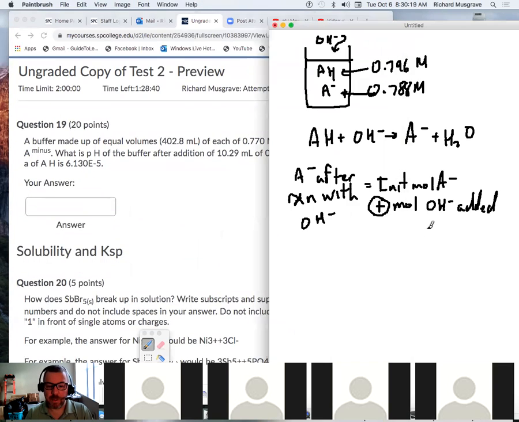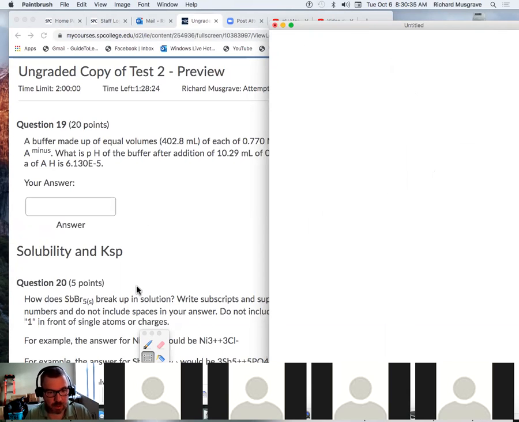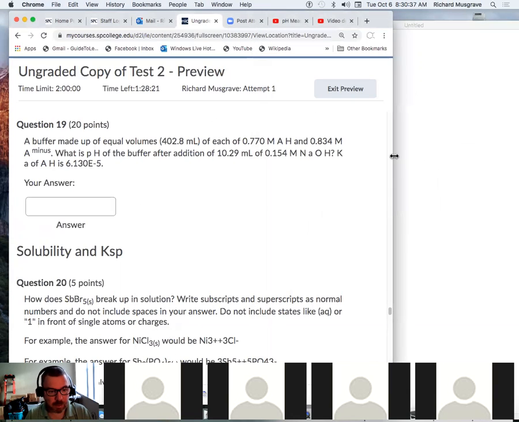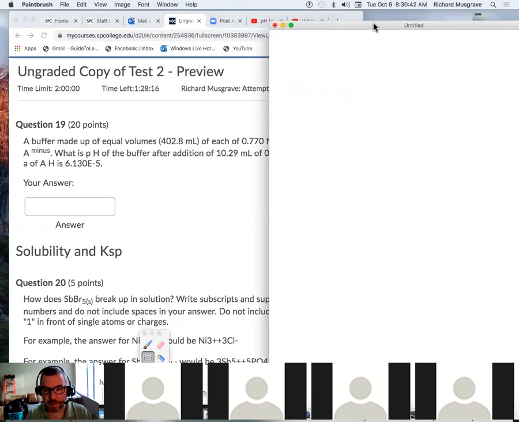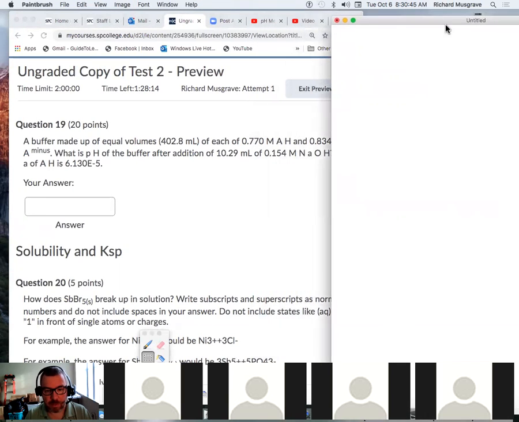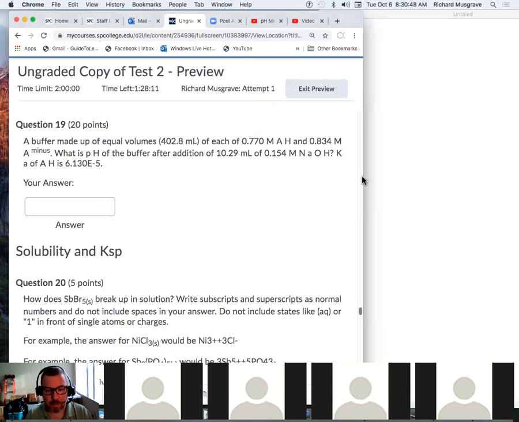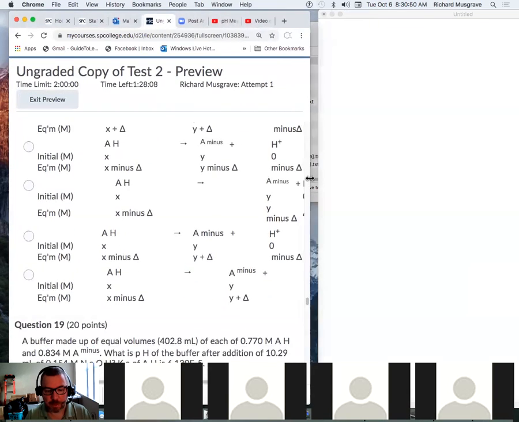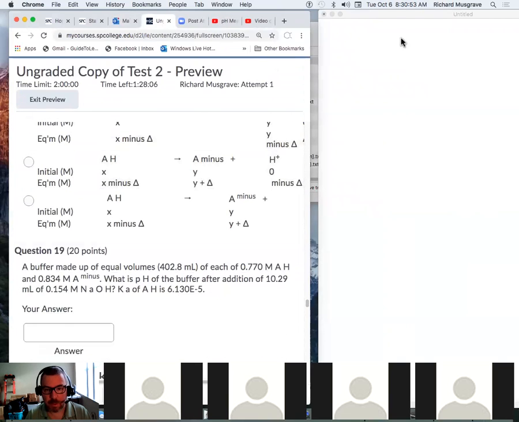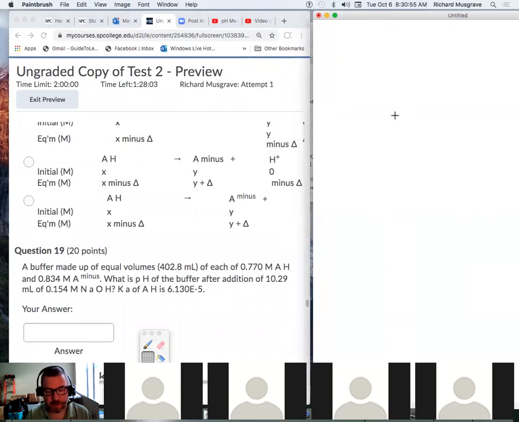So question 19 is where we put all of this stuff together and we try to figure out the pH of the buffer after we've added a certain amount of, in this case, base. But we could be adding acid as well. That's the other possibility for this problem. So there's a lot of steps to this one.